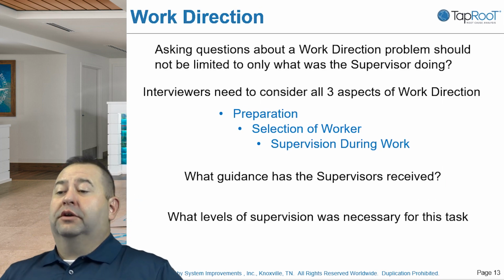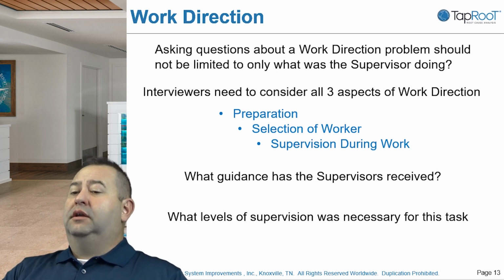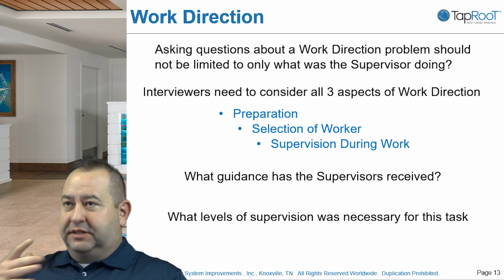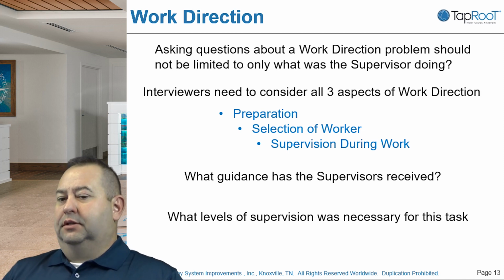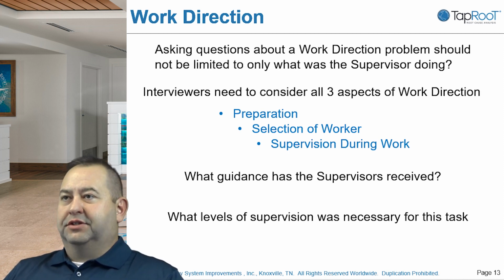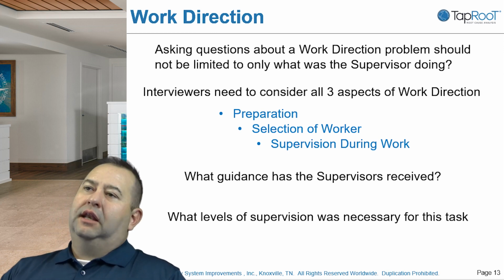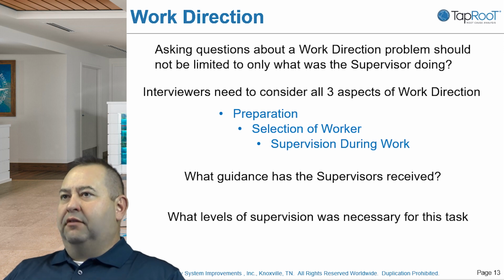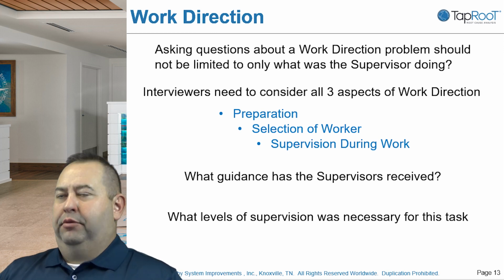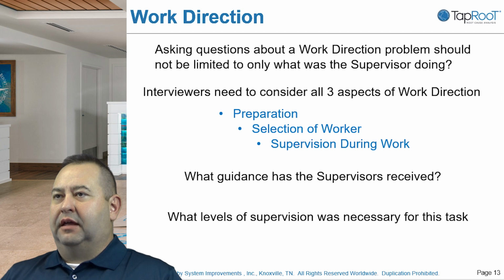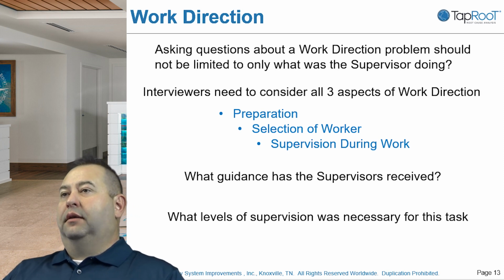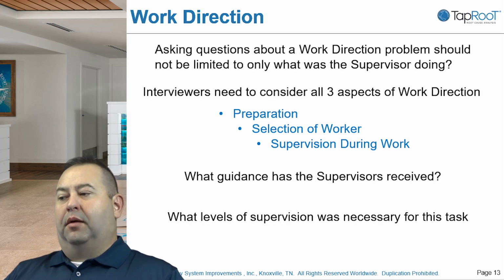So asking questions about a work-directing problem should not be limited to not only what was the supervisor doing during this event. Interviewers, we need to consider all three of those aspects of work direction: preparation, selection of worker, and supervision during work. And keep in mind, in every one of those aspects, what kind of support have we given the supervisors? How do they go through their daily tasks? How do they supervise their workers in critical points? What's needed from them to do that? And what support do they get? And keep in mind, most importantly, to always think about what levels of supervision are necessary for this particular task when you're analyzing a problem.